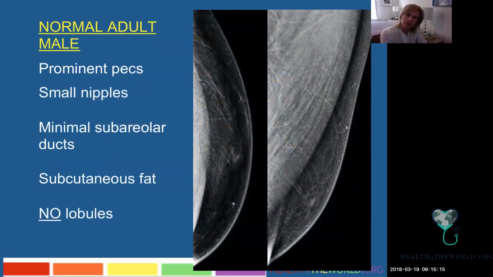So now let's begin with what the normal adult male looks like if we do imaging. We're going to see prominent pectoral muscle here on the MLO view, large pectoral muscle on the craniocaudal view. We'll see a little bit of pectoral muscle sometimes as well. We have small nipples, like you see here. We have minimal subareolar ducts, just a little bit of tiny wisps there. And we see some subcutaneous fat, all the dark here under the skin, but no lobules. Men don't form breast lobules. So this is what a normal male chest or breast might look like.